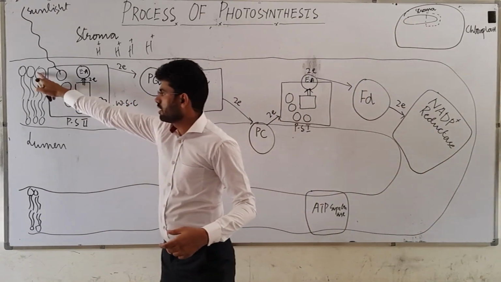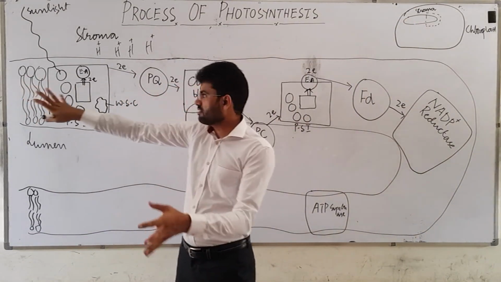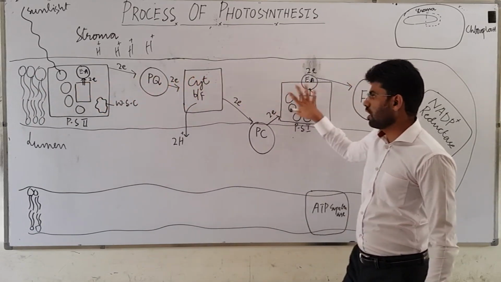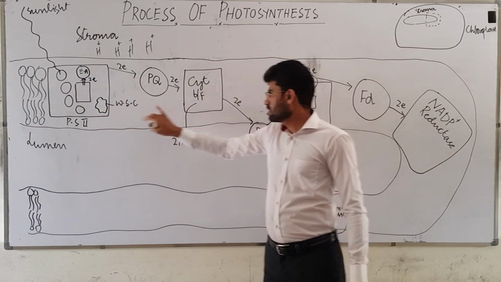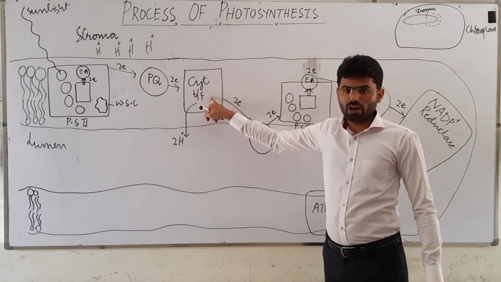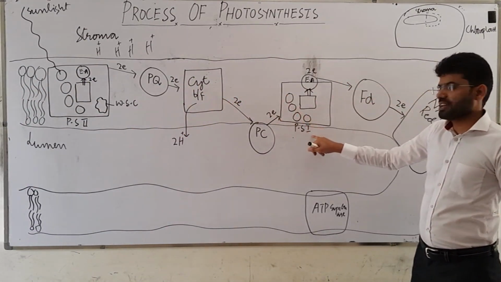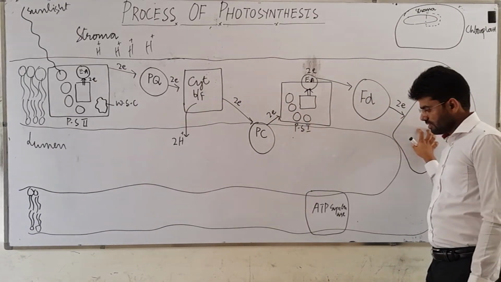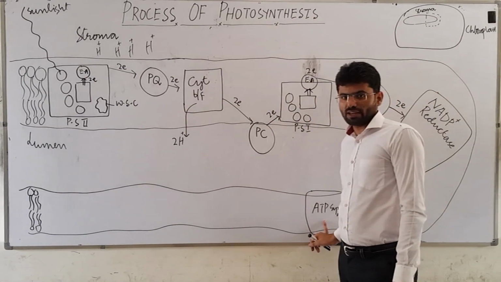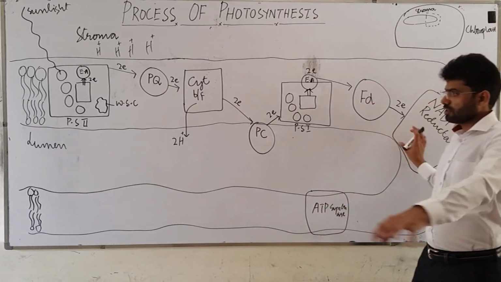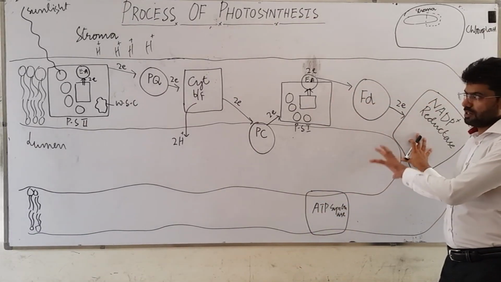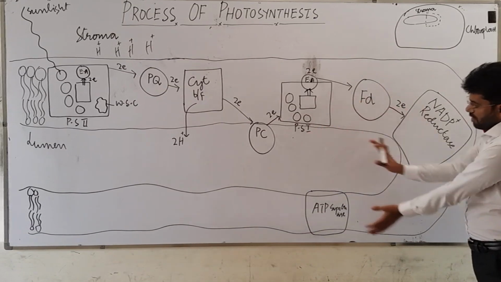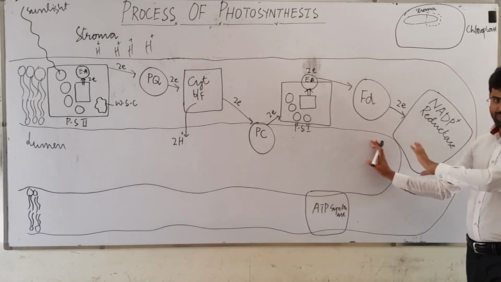So this is called the lipid bilayer, and in this lipid bilayer, these complexes, what you call PS2, cytochrome b6f complex, PS1, NADP reductase, and ATP synthase complex are present. So this is called the brief picture of the thylakoid.